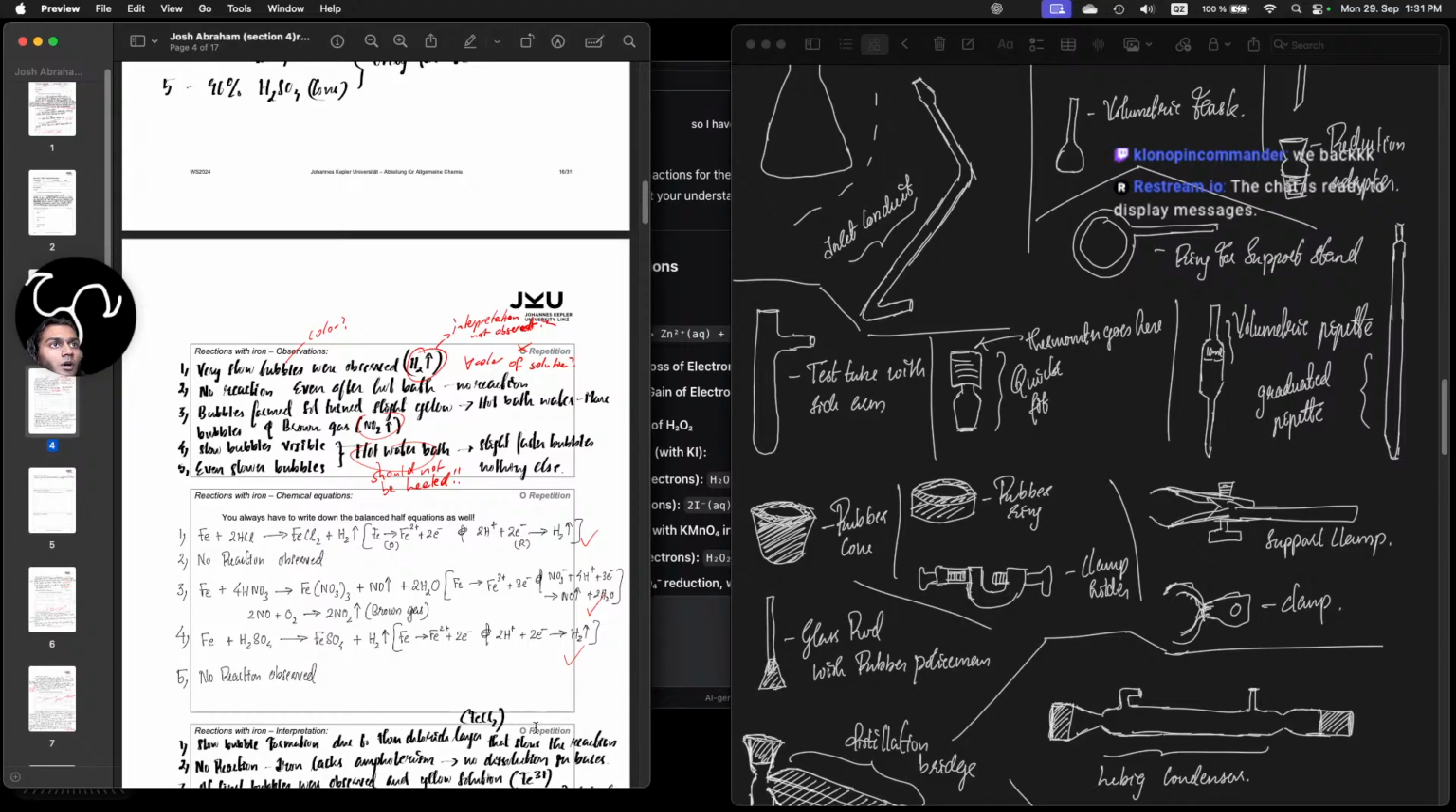Slow bubbles visible. Hot water bath: slightly faster bubbles. Nothing else.